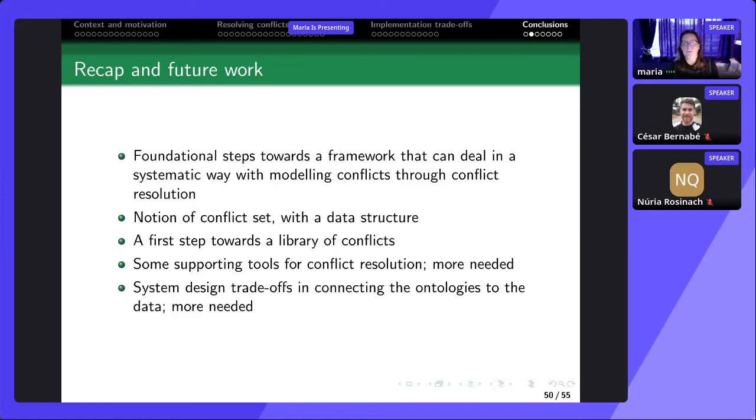There's more in the paper. We use also the notion of a conflict set with a specific data structure to be able to manage that, and have a first steps towards this notion of a library of conflicts that you will know upfront where conflicts can arise, so you also may be able to use that to preempt them. There are several supporting tools for conflict resolutions. More are mentioned in the paper. A few of them appeared here during the presentations. We probably can use more of those ones. And I closed off briefly with certain system design trade-offs in connecting the ontologies to the data.